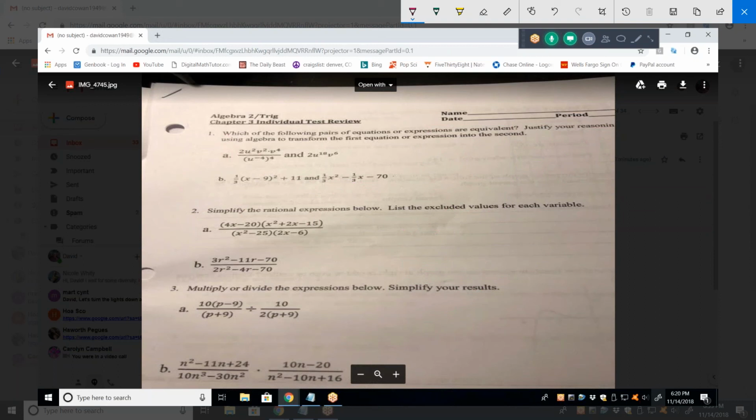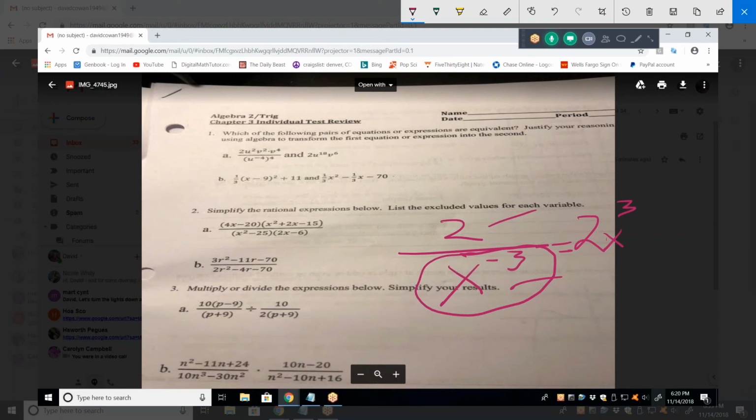In other words, if I have this, I can take this part of it and just move it to the other side of the fraction bar so that it becomes 2x to the positive 3. It doesn't matter whether it starts in the numerator or the denominator. If you have a negative exponent, just move it to the other side of the fraction bar.